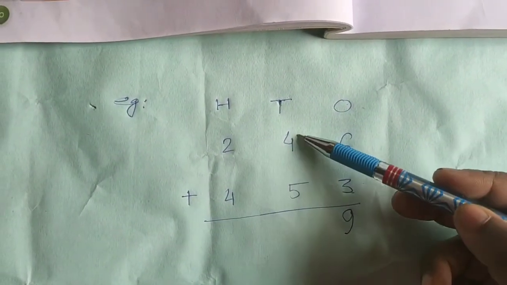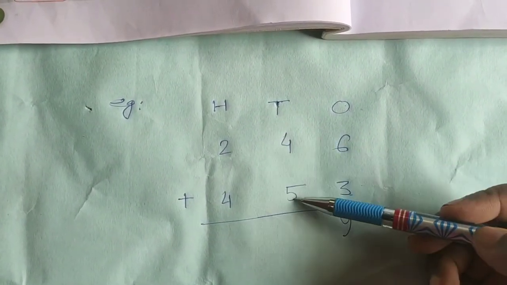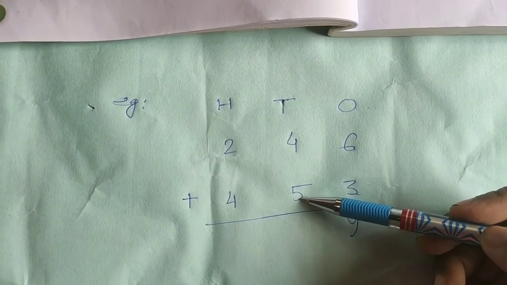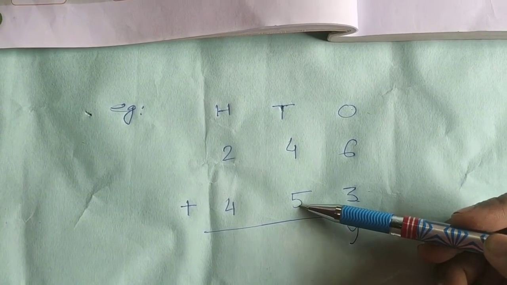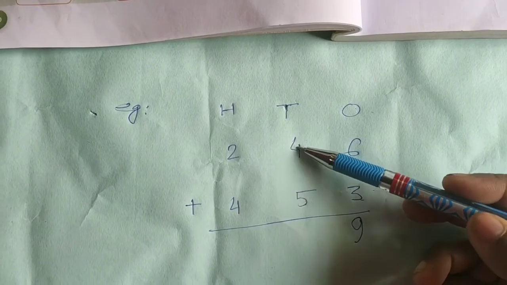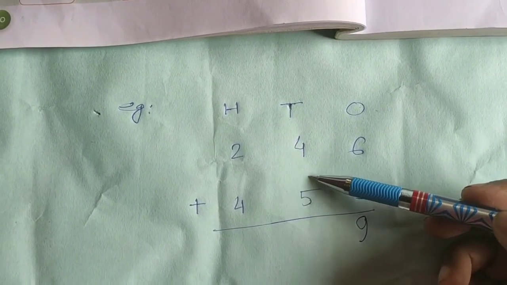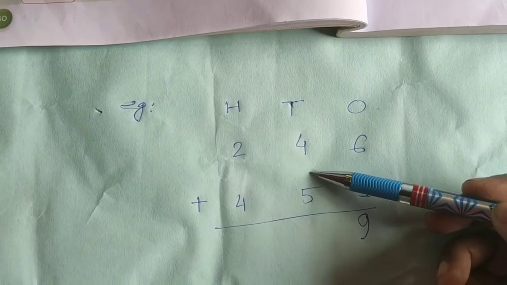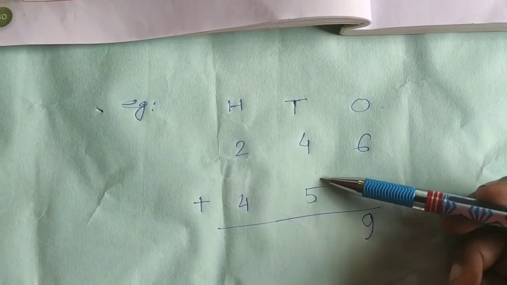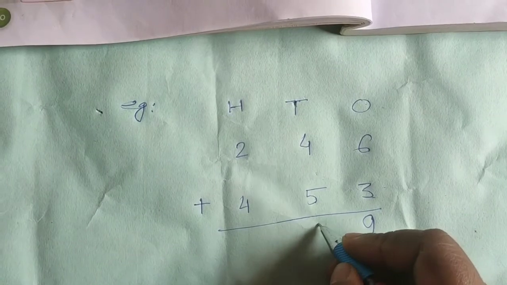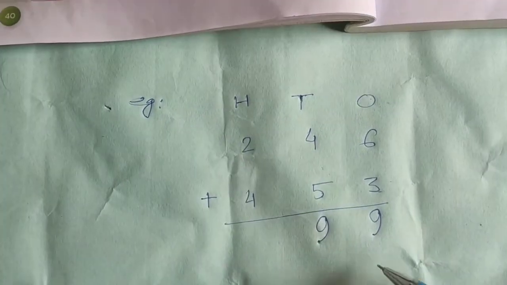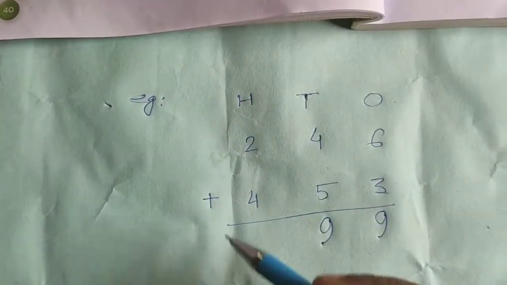Now 4 plus 5, how much, students? Count on your fingers. 5 plus 4, how much? 4, 5, 6, 7, 8, 9. After counting on your fingers, how much did you get? The result is 9. Now go to the hundreds part.